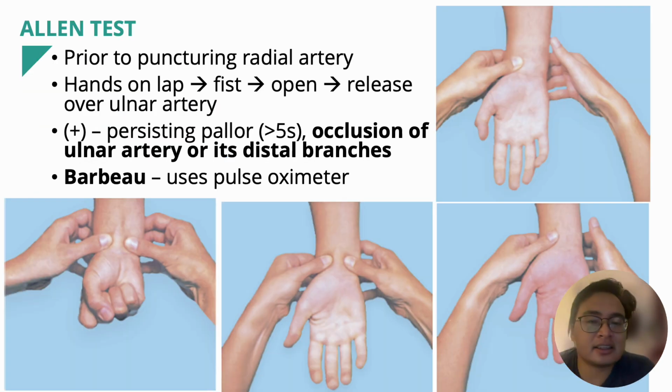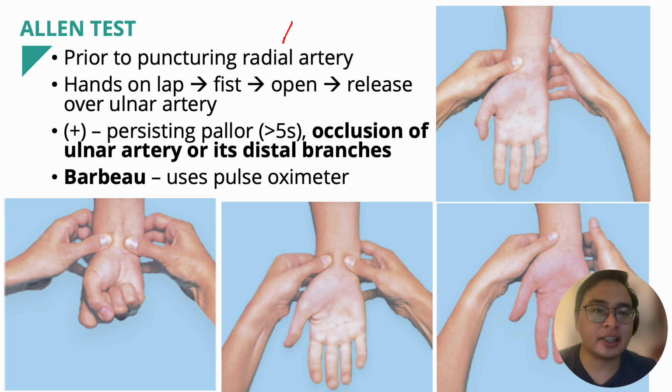So this is the last special maneuver I'm going to teach you, and this is the Allen test. So when do you do this? You do this if you want to check the patency of the radial and ulnar artery, meaning if there's any collateralization, just in case the radial artery gets clogged or clotted. Okay, so you do this before doing an arterial blood gas extraction.